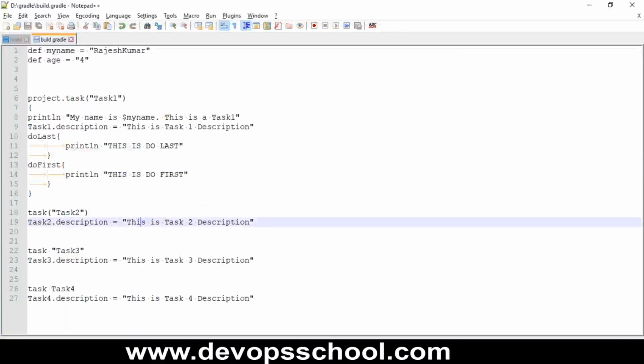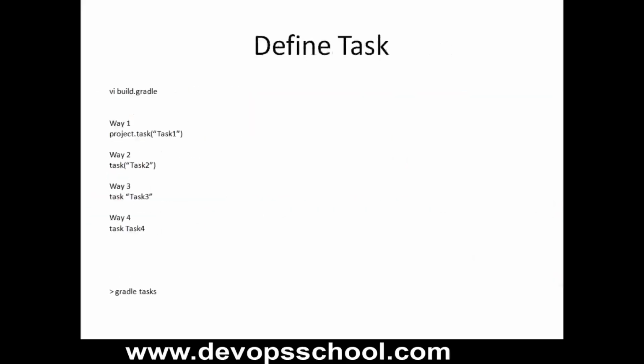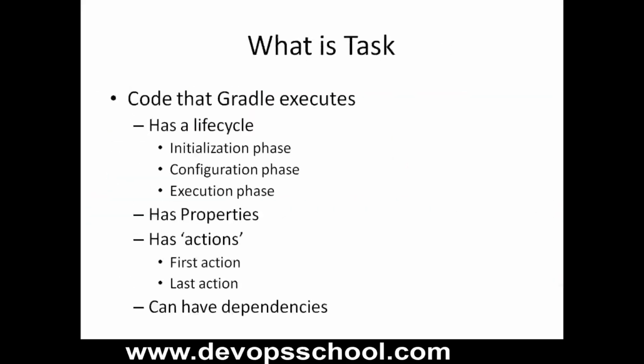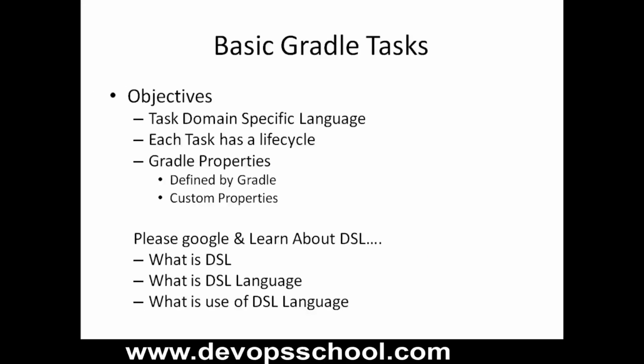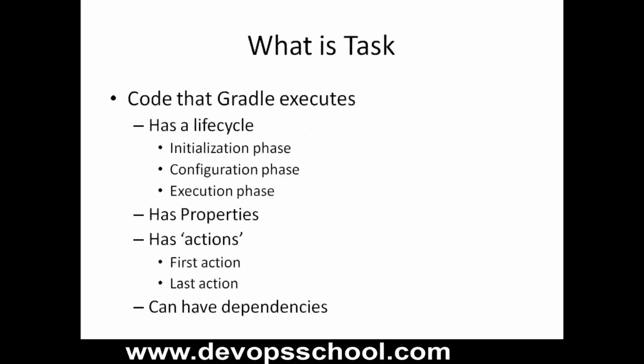So ultimately now let's get into the second phase. So I told you here, task. So build.gradle has a task and property and all stuff like that. So task has a life cycle of 3 phases: initialization phase, configuration phase, execution phase. Now what is the difference between these? We'll cover in some time. And build.gradle has a task, has a property also. You can define the property at the task level also, and has an action which is called first action, last action. Now it can have a dependency also.